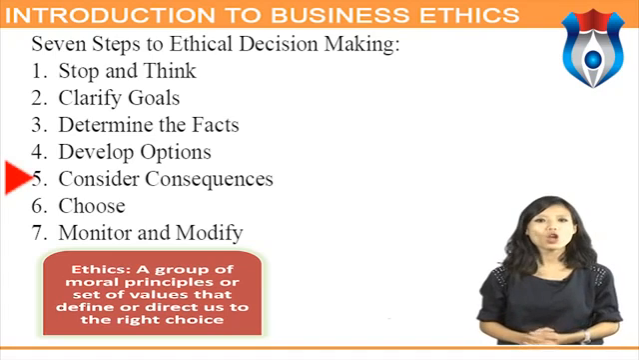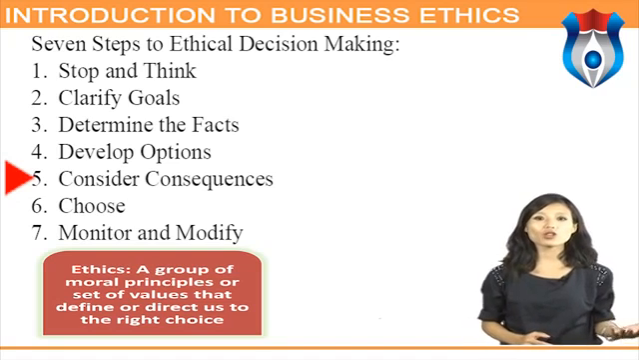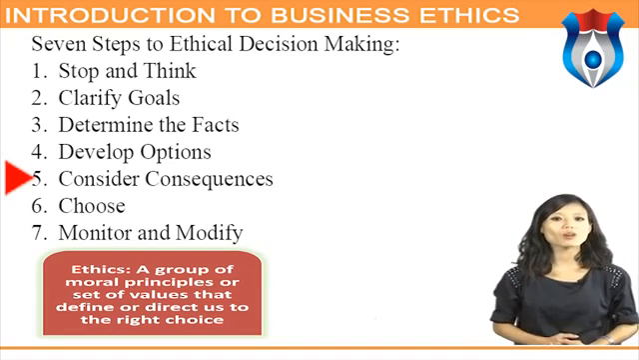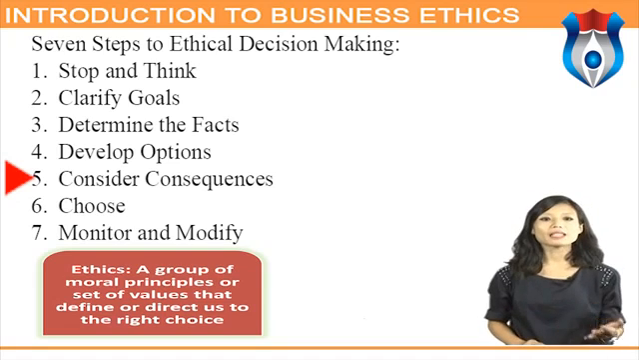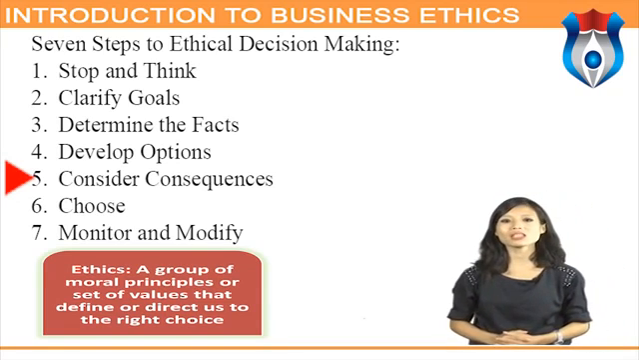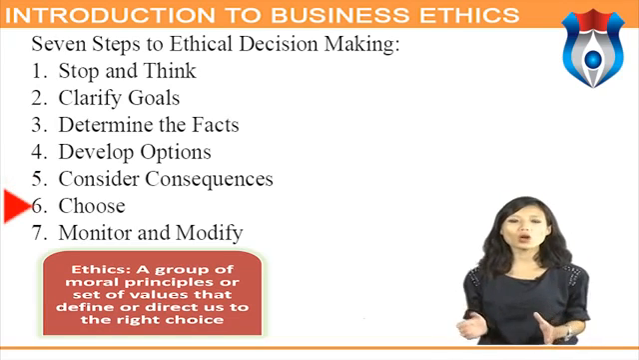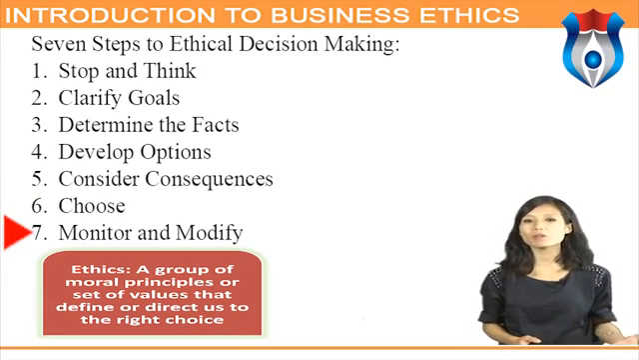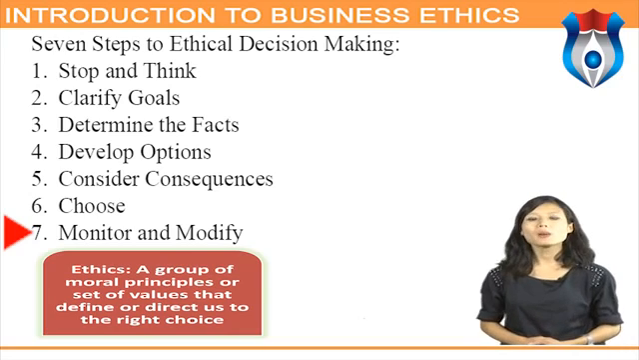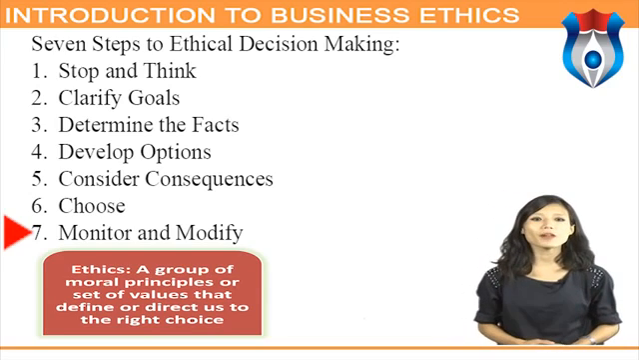Consider consequences. Two techniques help reveal the potential consequences. Filter your choices through each of the 6 pillars of character: trustworthiness, respect, responsibility, fairness, caring, and citizenship. Identify the stakeholders and how the decision is likely to affect them. Choose. It is time to make your decision. Monitor and modify. Since most hard decisions use imperfect information and best effort prediction, some of them will inevitably be wrong. Ethical decision makers monitor the effects of their choices.